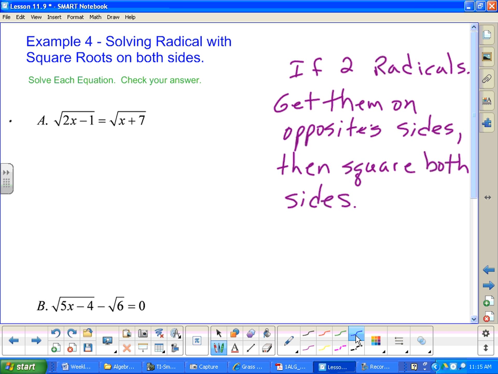Okay. So here we have the square root of 2x minus 1 equals the square root of x plus 7. All right, so a little note to yourself there. If there's 2 radicals, I want them on opposite sides, so then I can square both sides. So we get 2x minus 1 equals x plus 7.